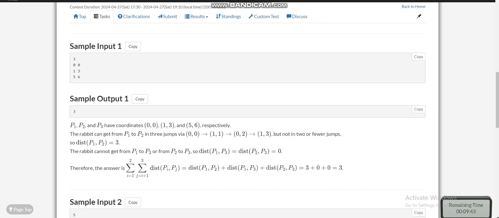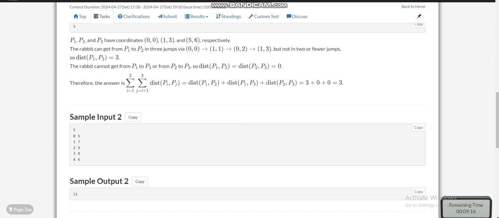Now the distance from p1 to p3, or from p2 to p3: the rabbit cannot go from p1 to p3 or p2 to p3. So the distance p1 comma p3 and p2 comma p3 is 0. You can try to reach p3 from 1 or 2, but that will not be possible. So the sum of the distances is p1 comma p2, p1 p3, p2 p3, and the sum is 3. I am not going into the second example because it will take a lot of time.